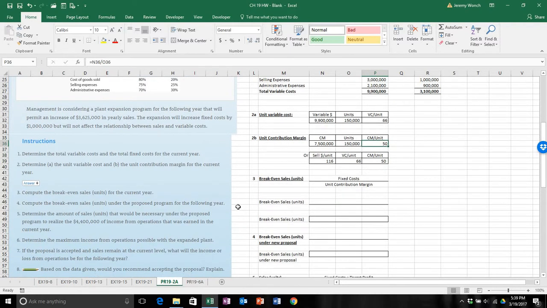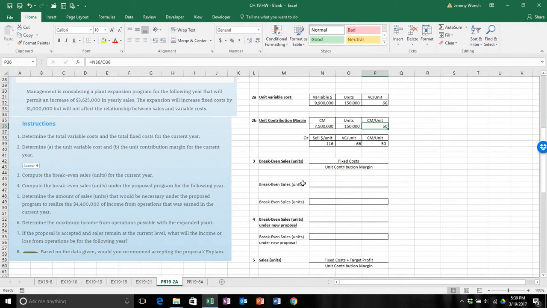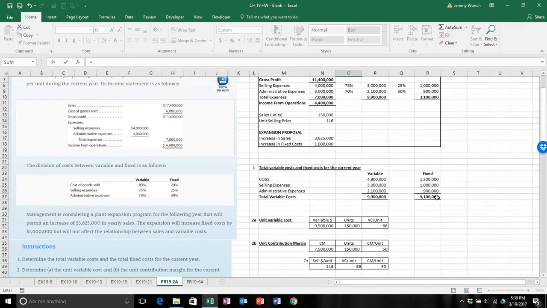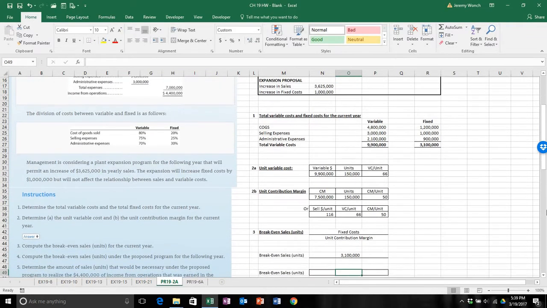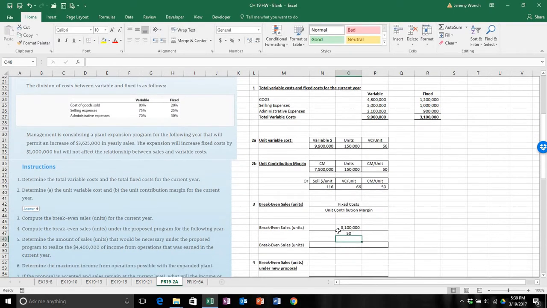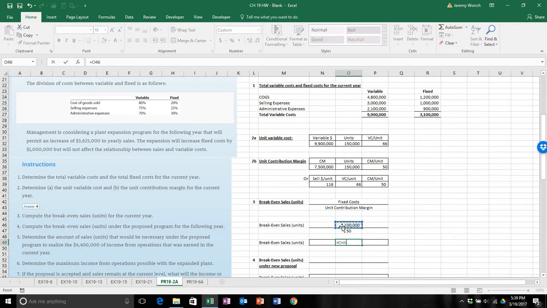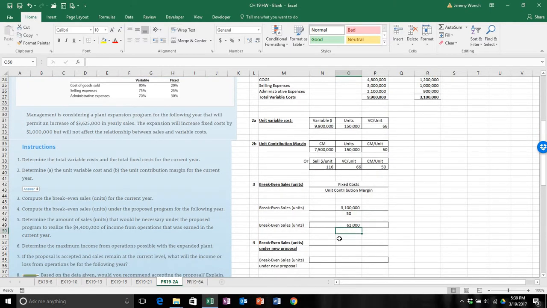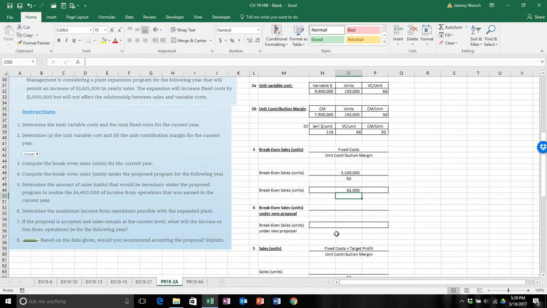All right, in part 3, it says compute the break-even sales in units for the current year. Our formula for that is fixed cost divided by our unit contribution margin. So we take our fixed cost, which is up here at 3.1 million, and we want to divide that by our unit contribution margin, which we calculated at 50. So 3.1 million divided by 50. That means to break even, we have to sell 62,000 units.